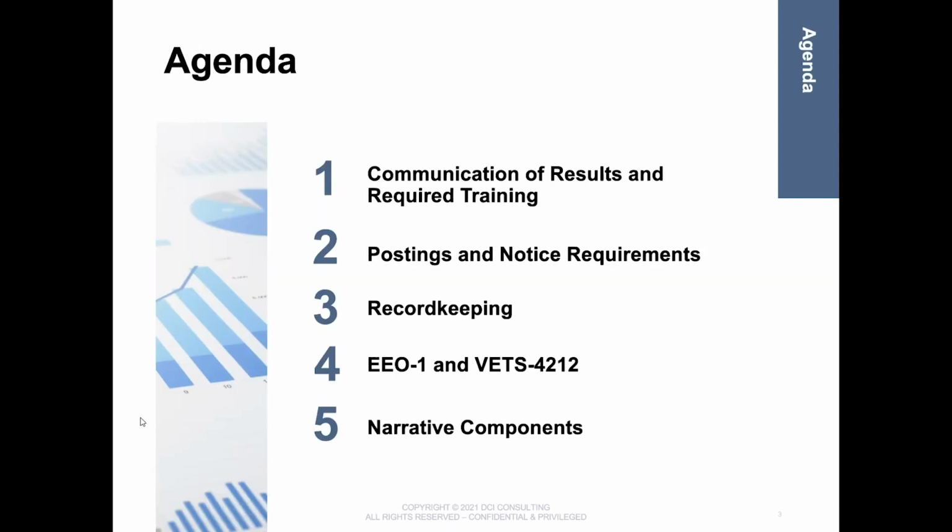So what are we going to talk about today? We're going to talk about the communication of results and required training. We're going to talk about postings and notice requirements. We're going to talk about record keeping. We're going to talk about EEO-1 and VETS-4212 reporting, and then we'll talk about the components of narratives.